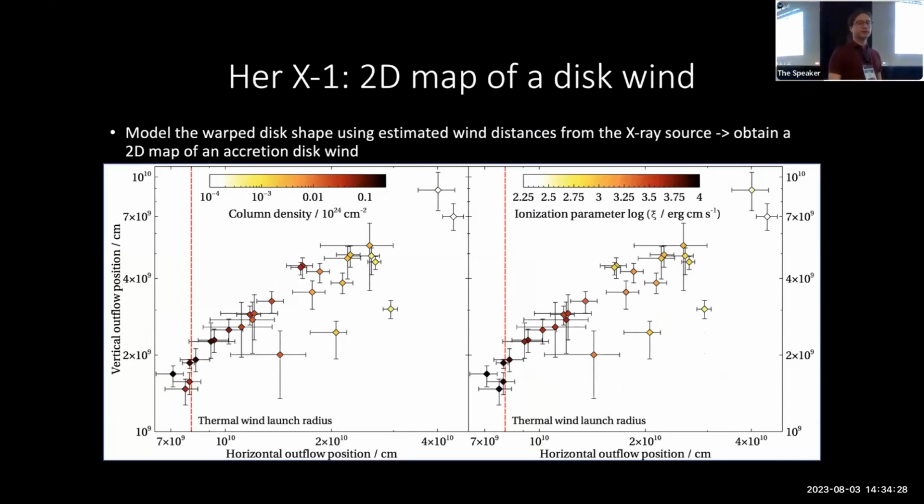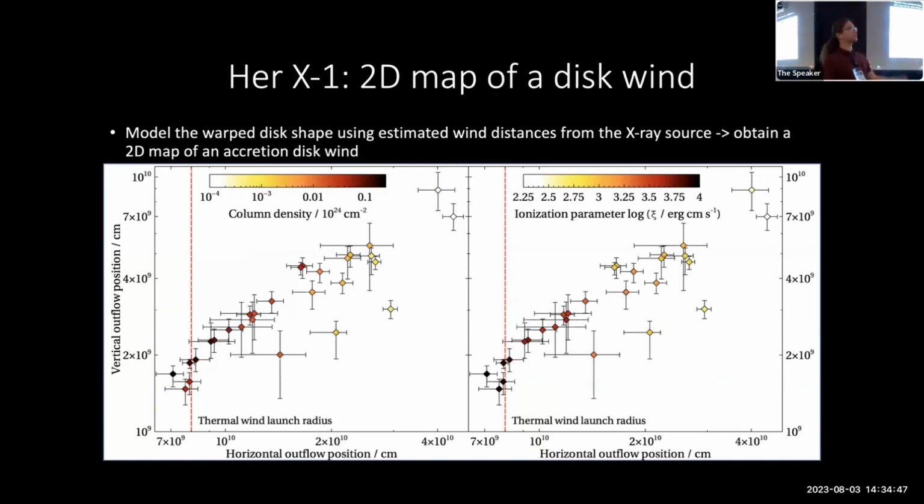Here on the x-axis is the horizontal outflow position, on the y-axis is the vertical position. And the color scale on the left is the column density of the wind, and on the right is the ionization parameter. So what we see is an outflow that originates close to where we predict that thermal disk wind should originate. Then it rises from the disk at an angle that we can calculate to be about 12 degrees away from the disk.